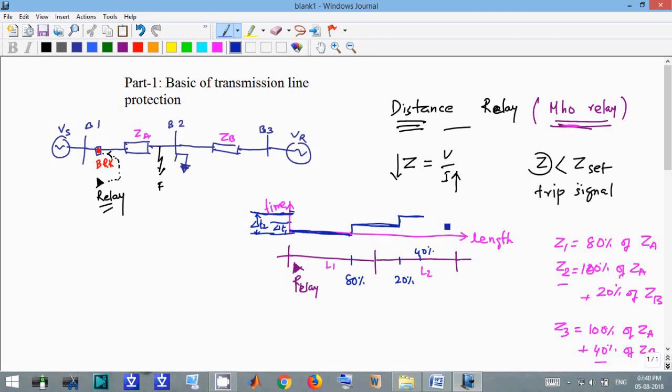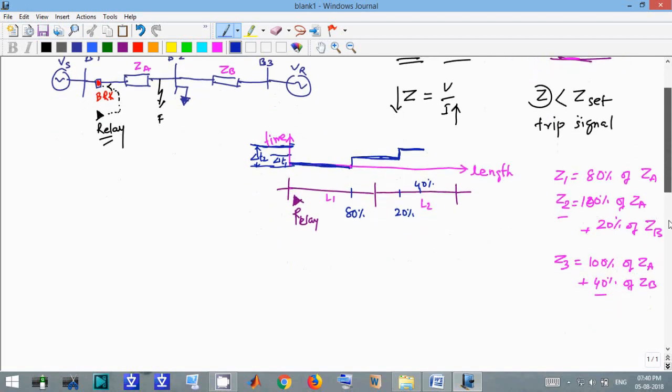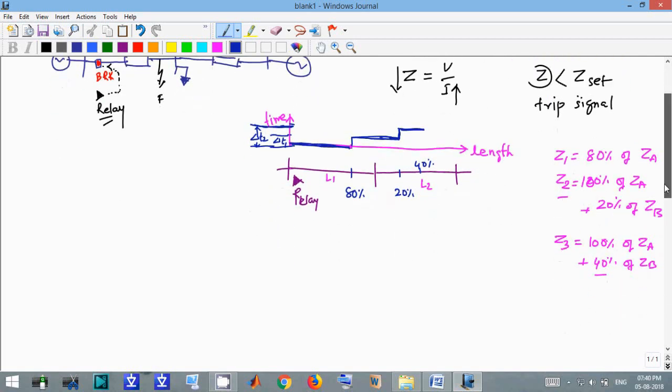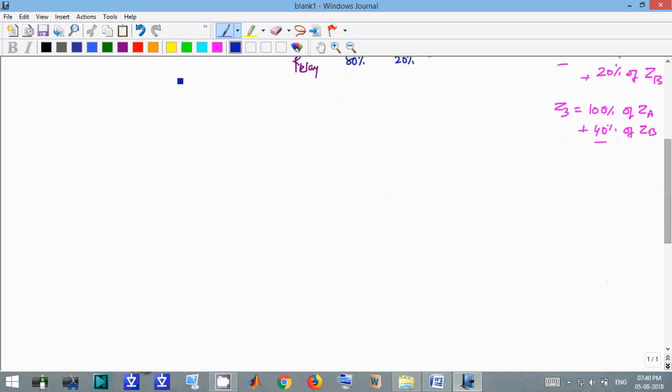Okay, so this is transmission line protection, the basics of transmission line protection. Now if we draw the impedance plot, this is our resistance and this is reactance, right?